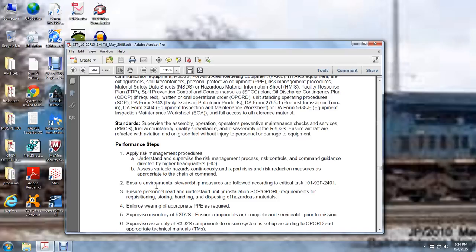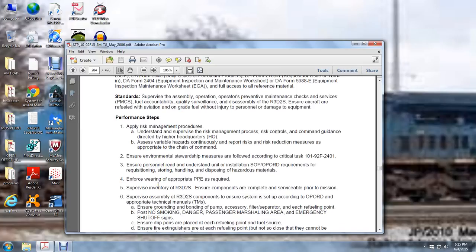Supervise the inventory of the remote refuel, rearm, and refuel deployable distribution system. Ensure components are complete and serviceable prior to the mission. Supervise the assembly of the system and components to ensure the system is set up according to the operation orders and appropriate technical manuals.